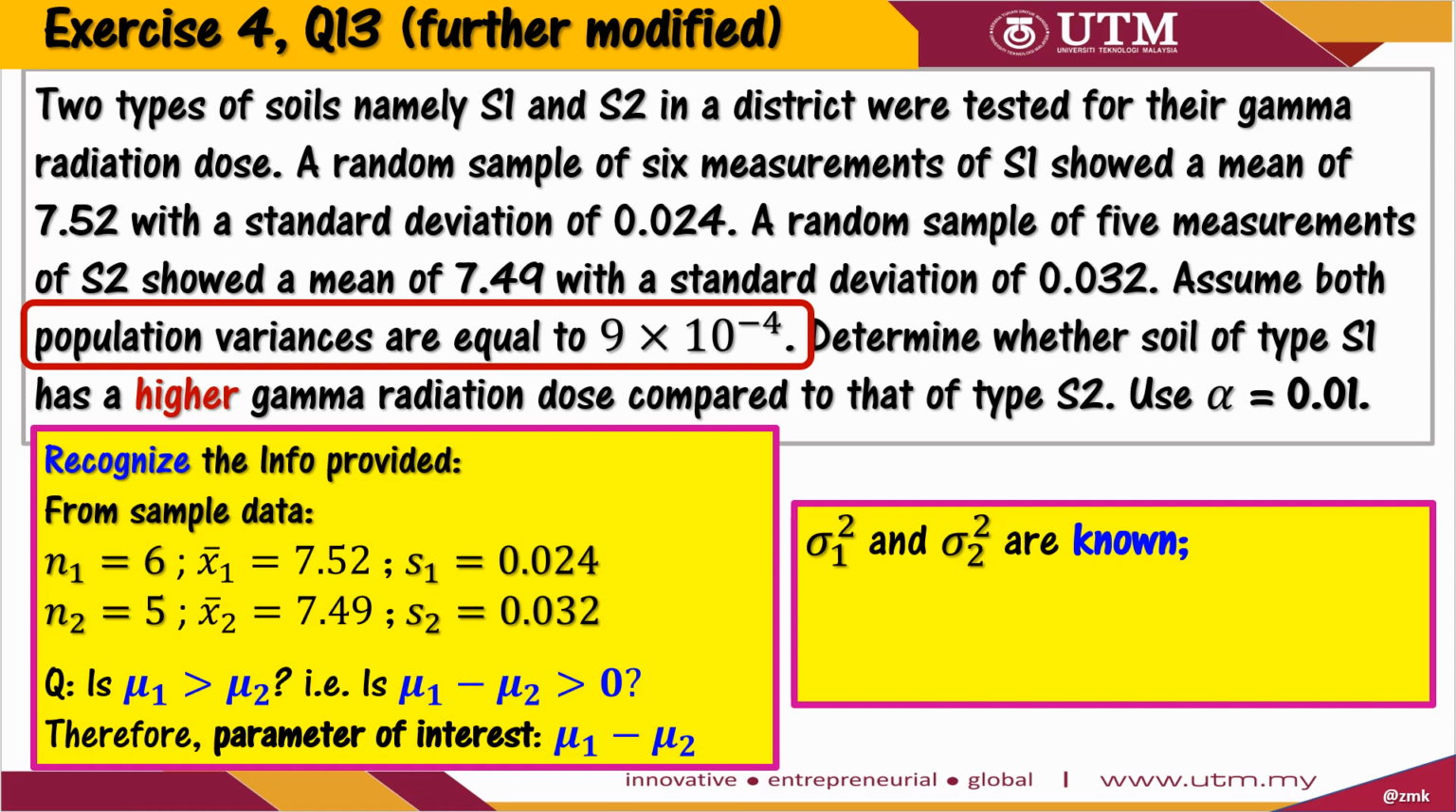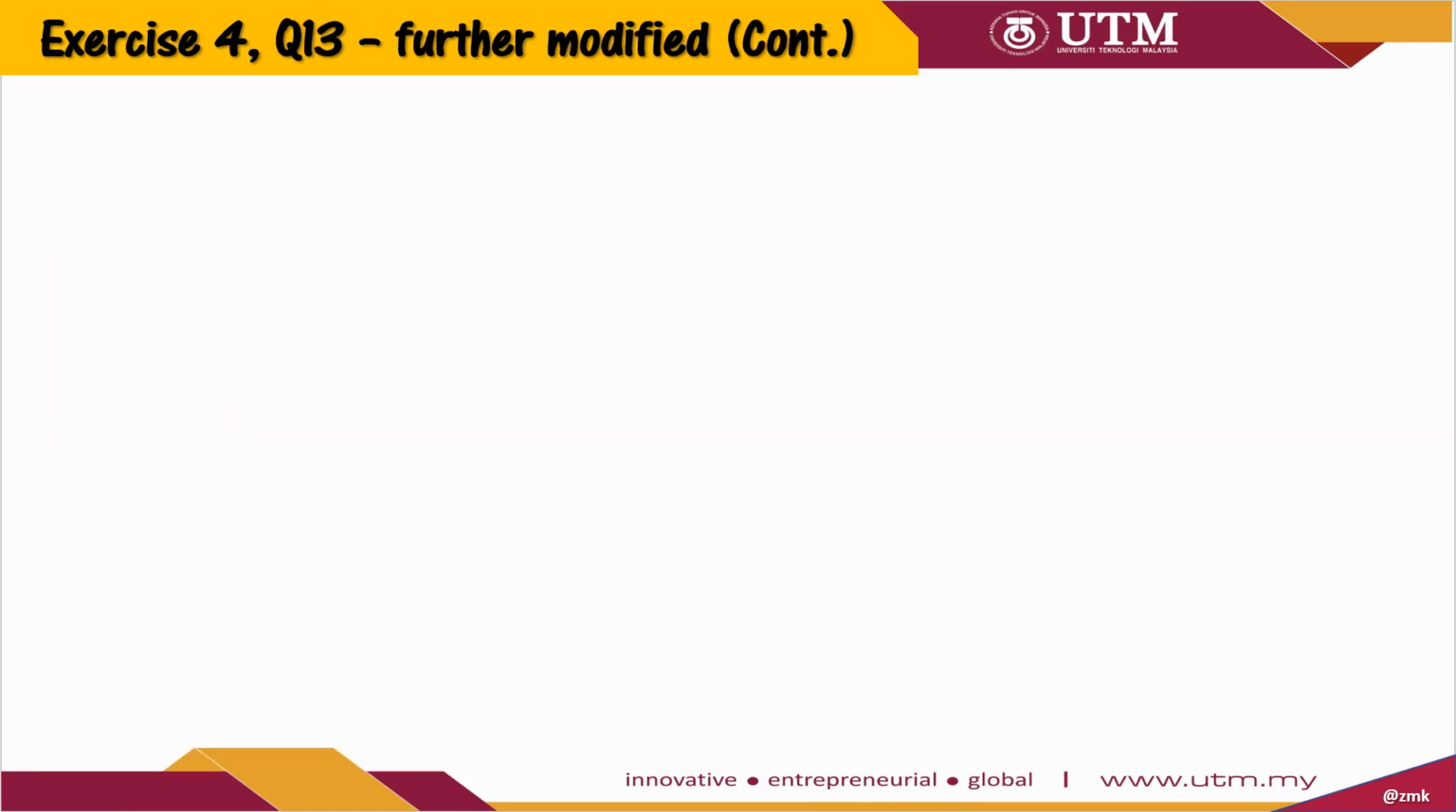Without worrying whether the sample sizes are small or large, and we do not even have to use the pooled variance, this is obviously case 1, which makes use of the primary z-test statistic and will be compared with a right-sided z-critical value at alpha equal to 0.01. Continue with the solution for question 13 from exercise 4 that we have further modified.